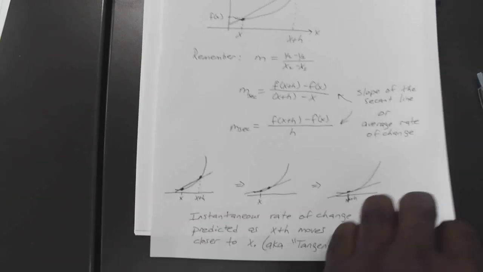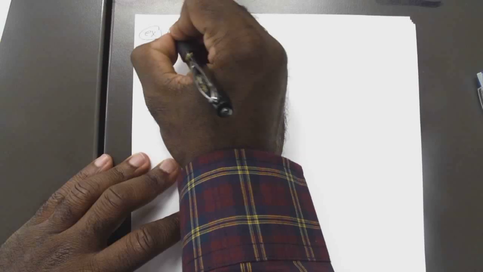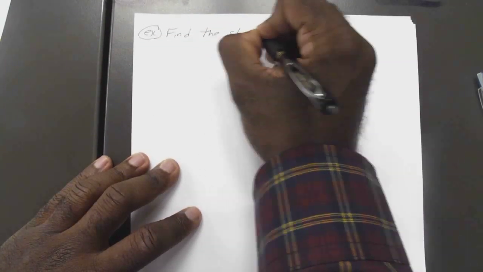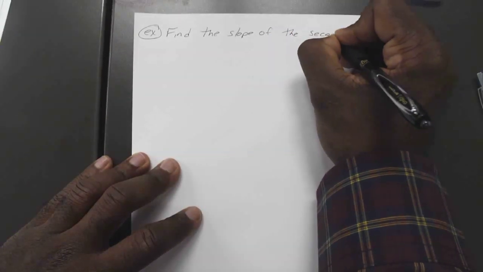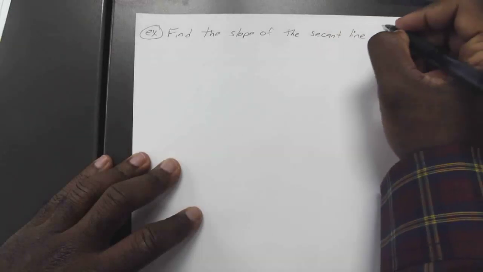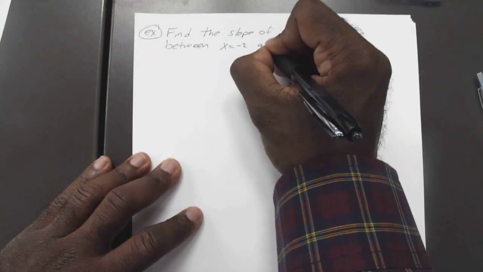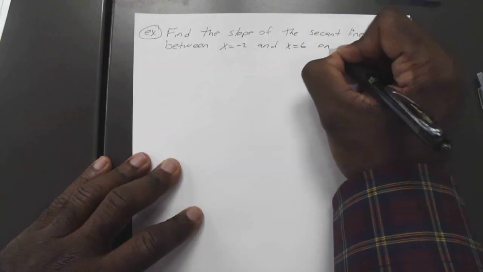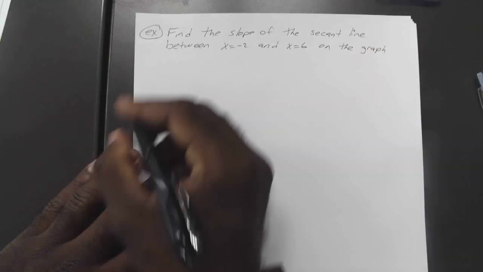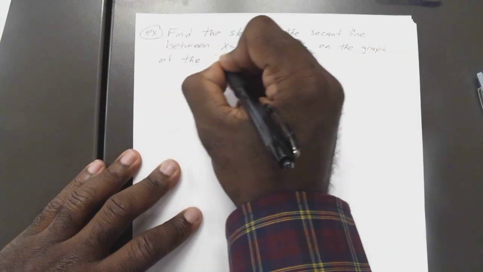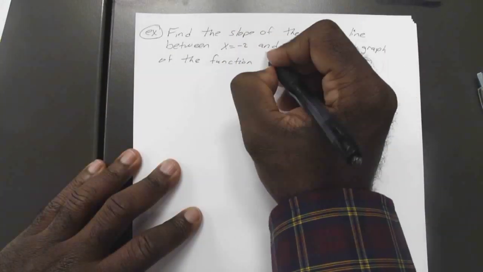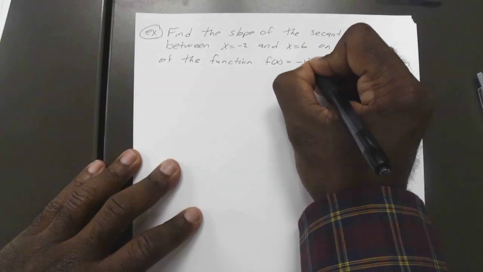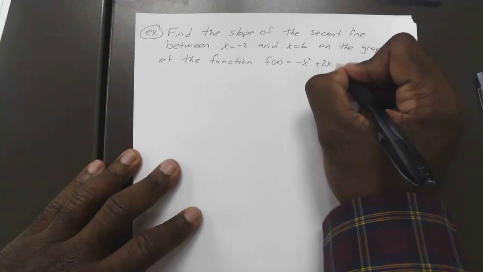Okay, so let's go ahead and do a few examples. Let's say we want to find the slope of the secant line between x equals -2 and x equals 6 on the graph of the function f of x equals -x squared plus 2x minus 5.